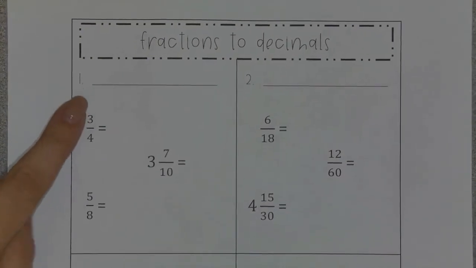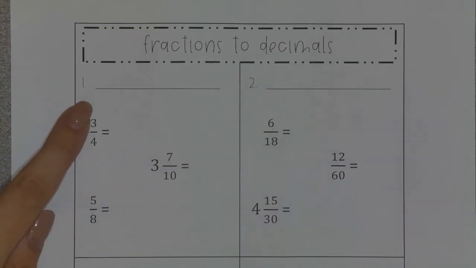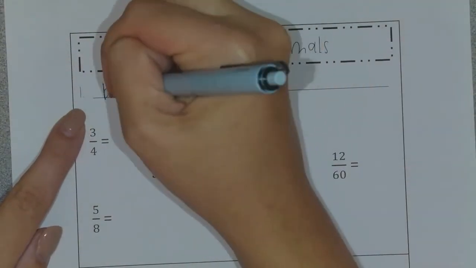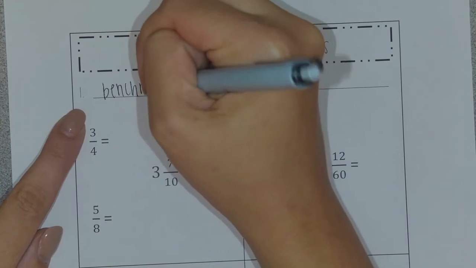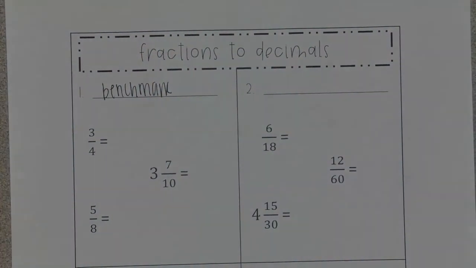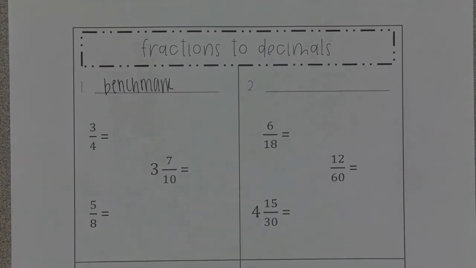So let's talk about the first way. The first thing you always want to check for when you convert from a fraction to a decimal is to see if that fraction is what we call a benchmark fraction. So our benchmarks are fractions, decimals, and percents that we should just know the conversions off the top of our head. They're the most common ones. So that would be like our halves, our thirds, our quarters, our fifths, our eighths, and our tenths. Those are going to be ones that we should just know. We memorize them, we know them right off the top of our head.